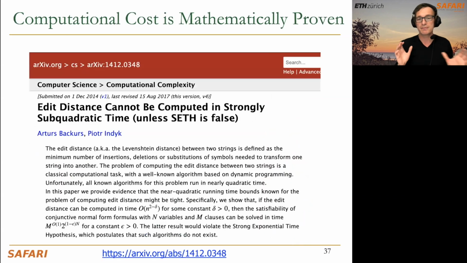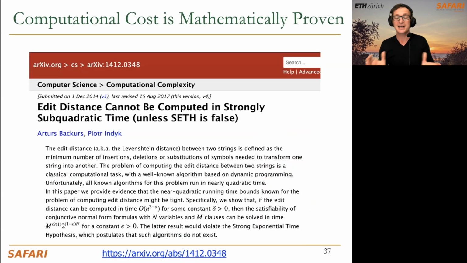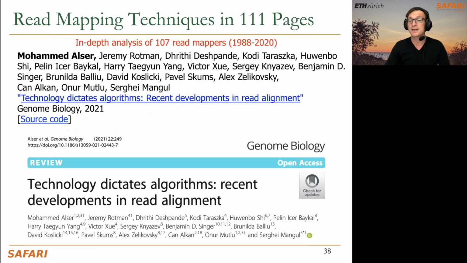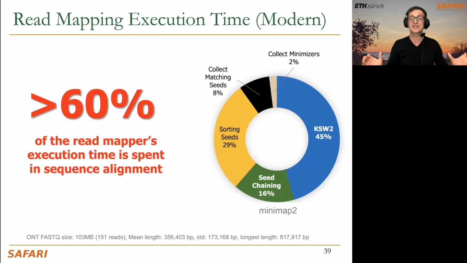And this computational cost of edit distance computation, alignment, in other words, is mathematically proven. Basically, it's tough. And that's why people have developed a lot of algorithms. Today's genome sequencing pipelines actually spend a lot of their time in read mapping. I will not go into detail. You can read a lot of these papers.